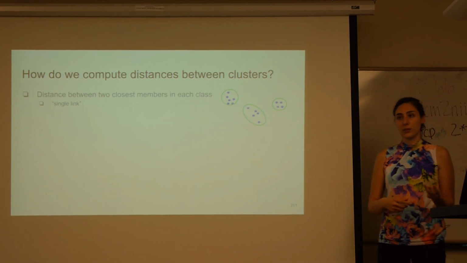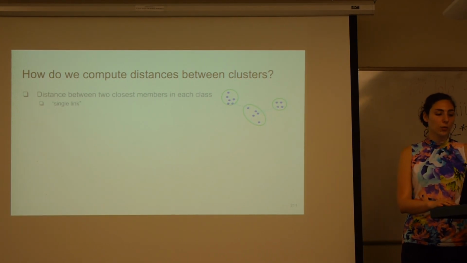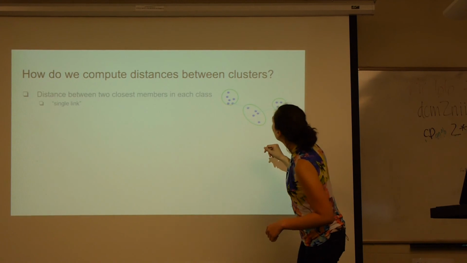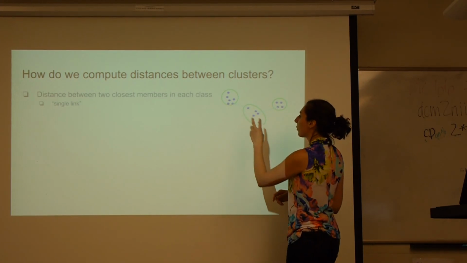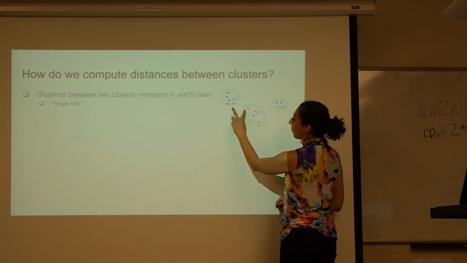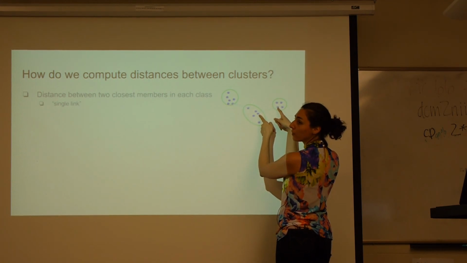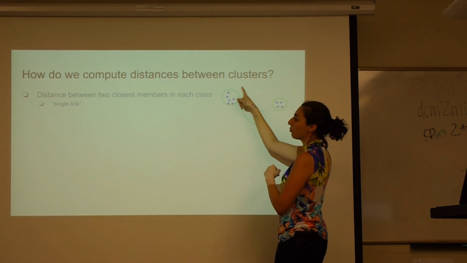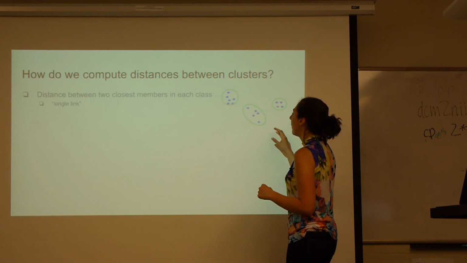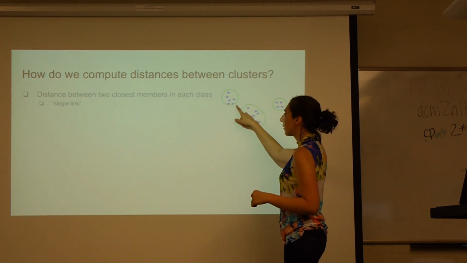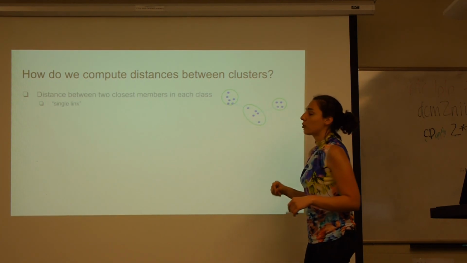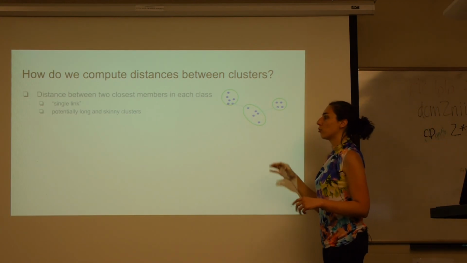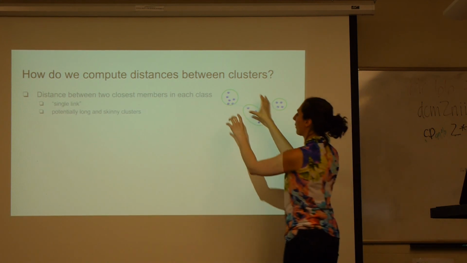There are 3 ways to do this. One is to consider the distance between the 2 closest members in each cluster. You can't see this very well, but these are the 2 closest members of these 2 clusters, and these are the 2 closest members of these 2 clusters. And it's choosing to merge these 2 clusters, shown by this very faint blue line, because this distance is shorter than this distance. So this is called single link. And it's not favorable because it can result in potentially long and skinny clusters, sort of like this shape.